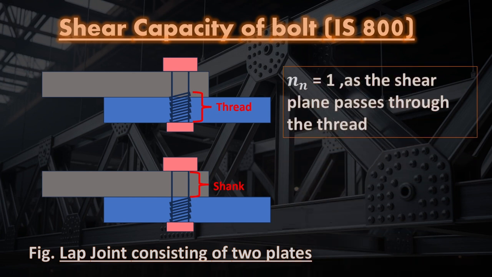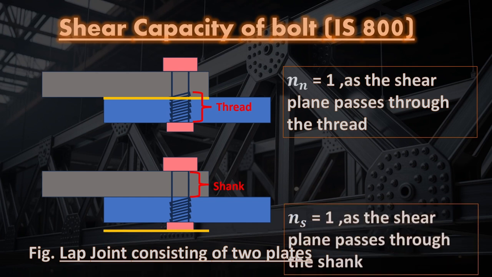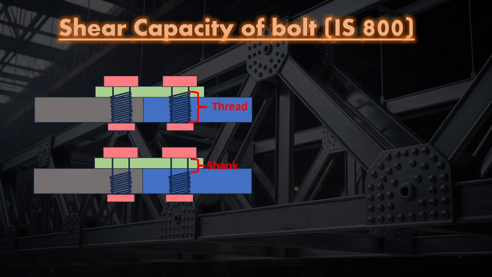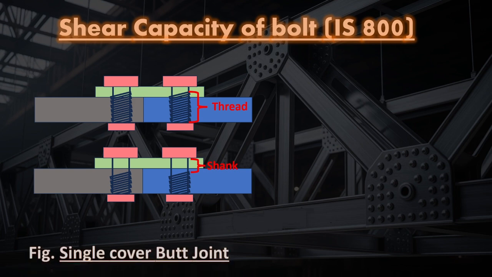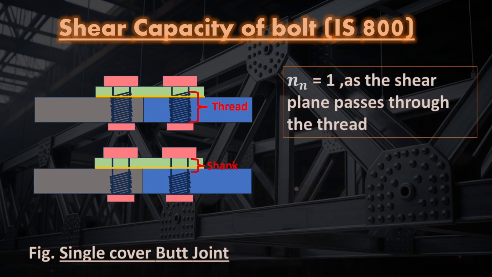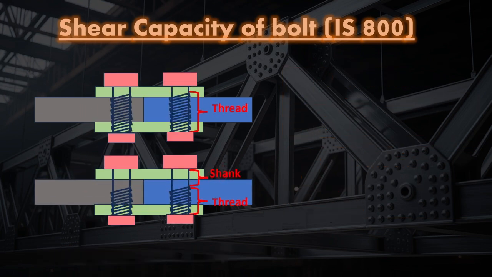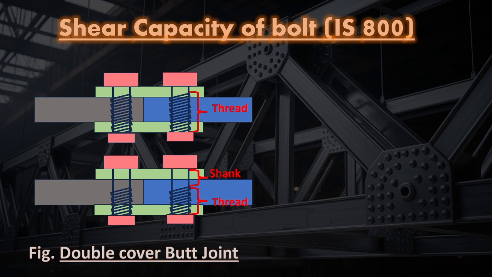In figure 1, NN equals 1 as the shear plane passes through the thread. In figure 2, NS equals 1 as the shear plane passes through the shank. In the same way, these are related to single cover butt joint. In the double cover butt joint, there are two shear planes.